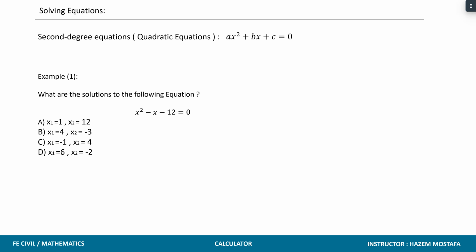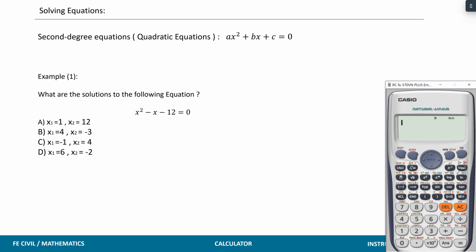First, we're going to start with the second degree equations. We're going to start by inserting the equation into the calculator. How are we going to do that? First, we're going to press on the mode, and then we're going to go to equation number 5, and then it's a second degree equation, where the variable is raised to the power 2. So we're going to choose number 3, which is the second degree equation, and then we're going to start by inserting the equation into the calculator.